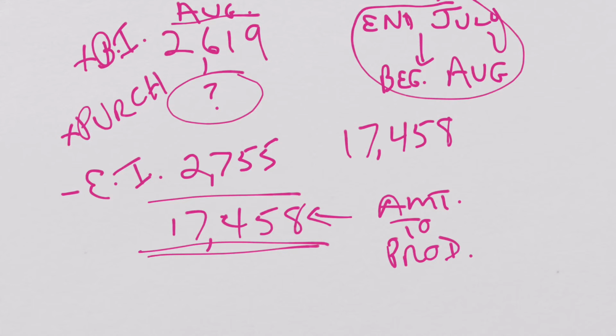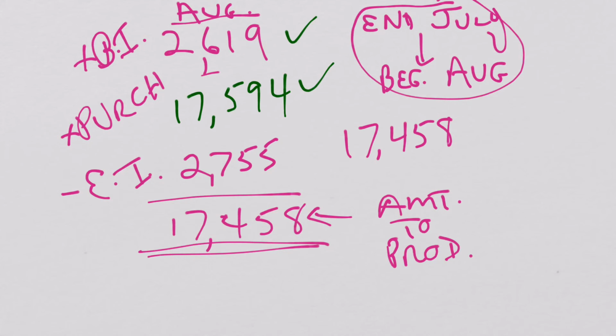So now we can solve the formula by saying what has to go in the middle has to be able to solve it. It turns out to be 17,594. And as I said, do the math to check it. 2,619 plus this minus this equals 17,458. I'm going to do it on my calculator while you're doing it at home and having fun. And that's exactly right.